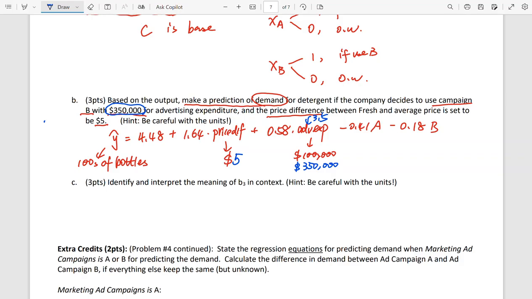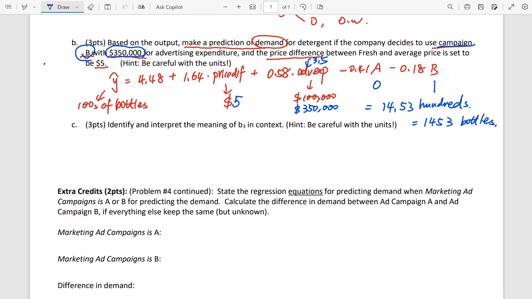And what about A and B, these two dummy variables? We say we use the campaign B, so that means B is 1. A, we didn't use A, so then 0. So now you have all the values, and then just plug in and calculate. After calculation, you should have 14.53. But remember, the demand is in hundreds of bottles, so you can just bring the units with it, or you can change to the actual number of bottles.